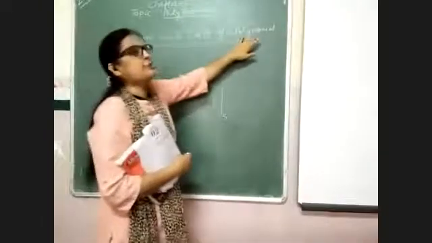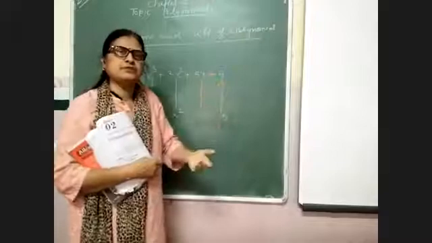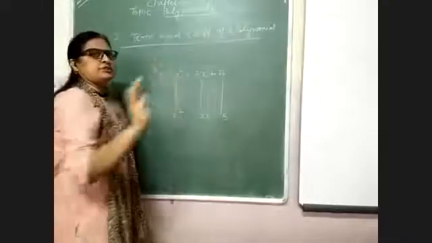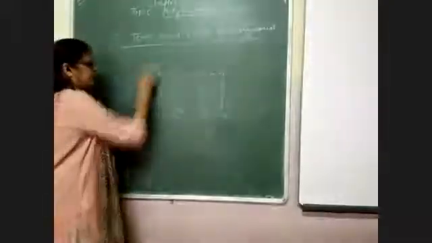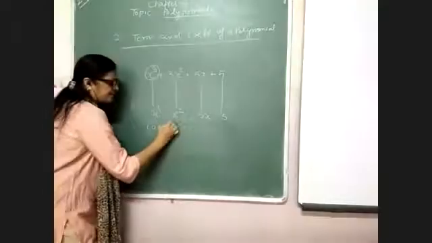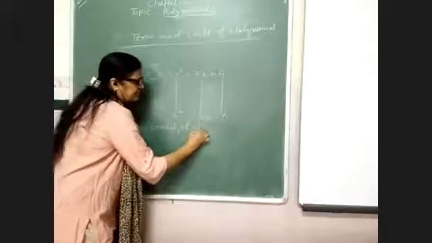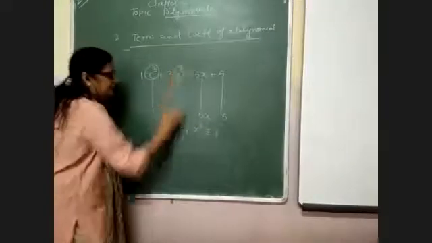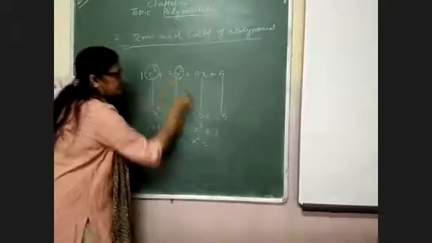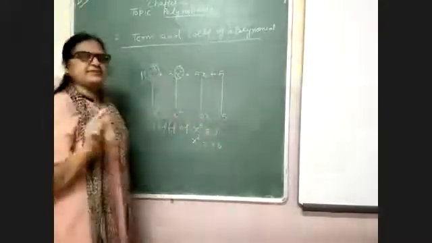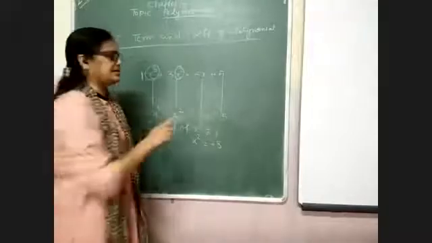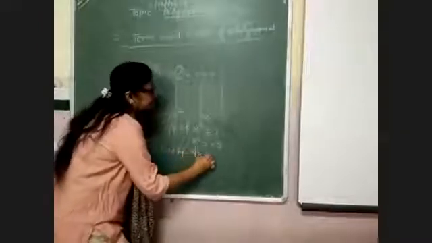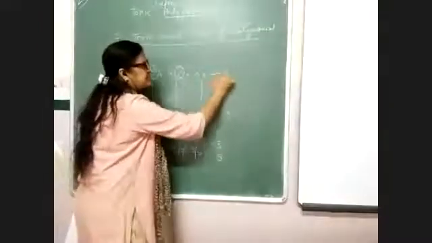And how will you find the coefficient of a polynomial? The numerical value of the variable is called the coefficient. So the coefficient of x³ is equal to 1. This is the numerical value. And coefficient of x² equal to plus 3. Whichever sign is given, you will write down that sign. And the coefficient of x equal to 5. And 5 is the constant.